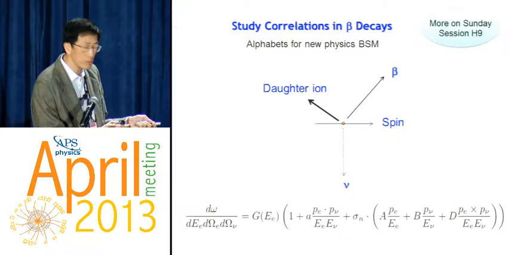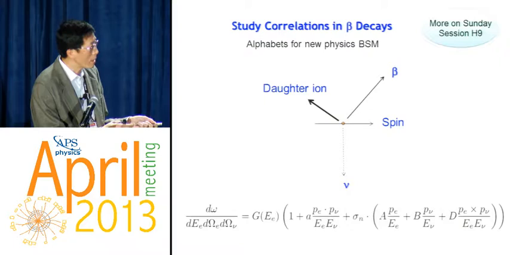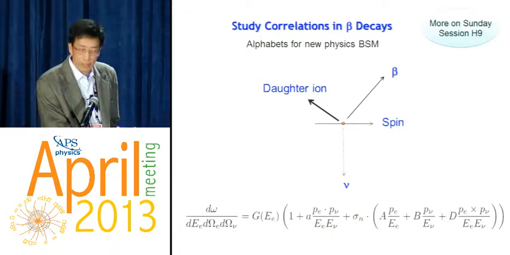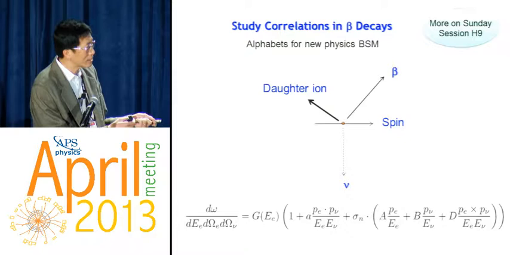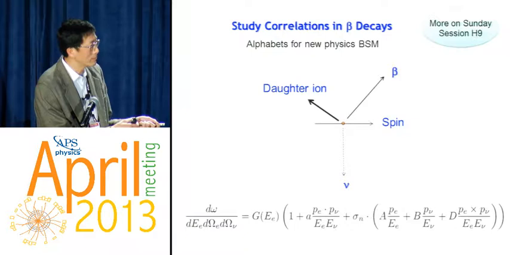And if you have the parent nucleus polarized with a spin direction, then there's a correlation between the spin of the parent nucleus and the momentum of the beta. This is the famous beta asymmetry correlation that was used first to discover parity violation in the weak interaction. And the coefficient is a big A. And there's a similar neutrino asymmetry correlation with a big B. And finally, there is a triple correlation between the spin of the parent nucleus and the two momenta, the big D.